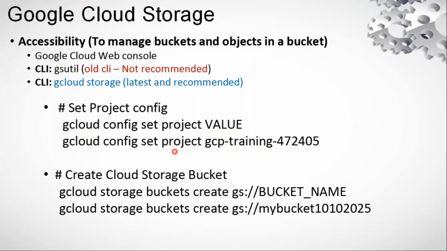Once we set our project, what do we need to do? We can use this particular command, gcloud storage buckets create gs://, and we need to provide the respective bucket name. Whatever bucket I am going to create, I need to pass that bucket name. This is through the command line interface. Let me show it practically so it will be easily understandable.